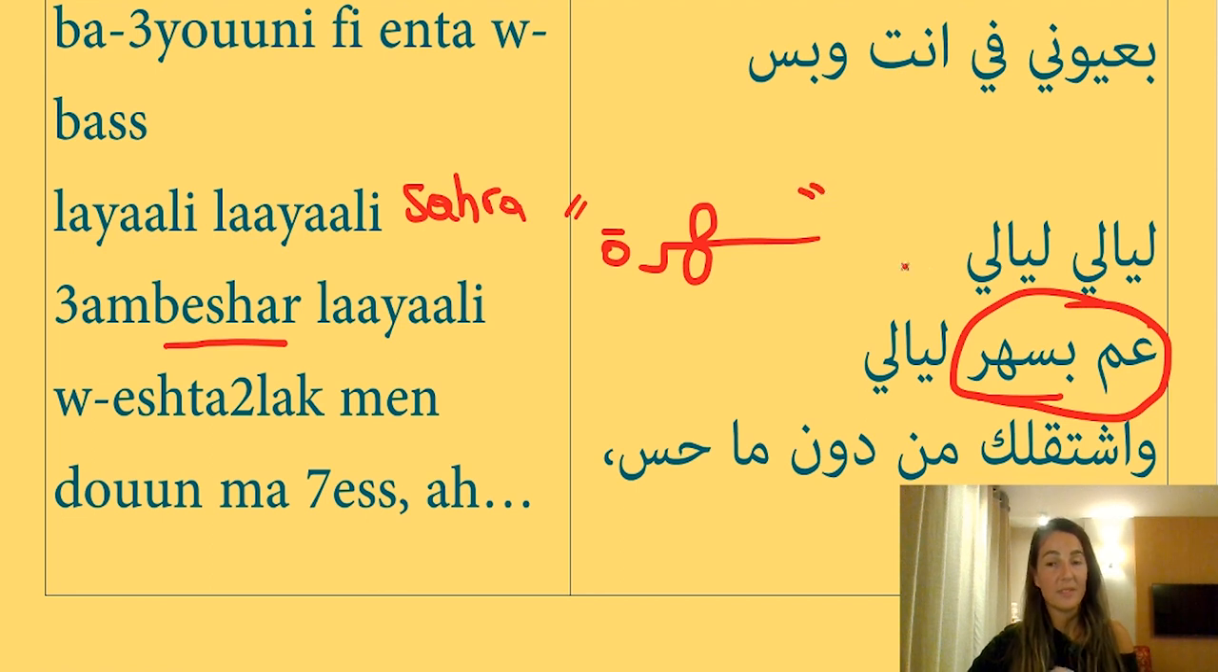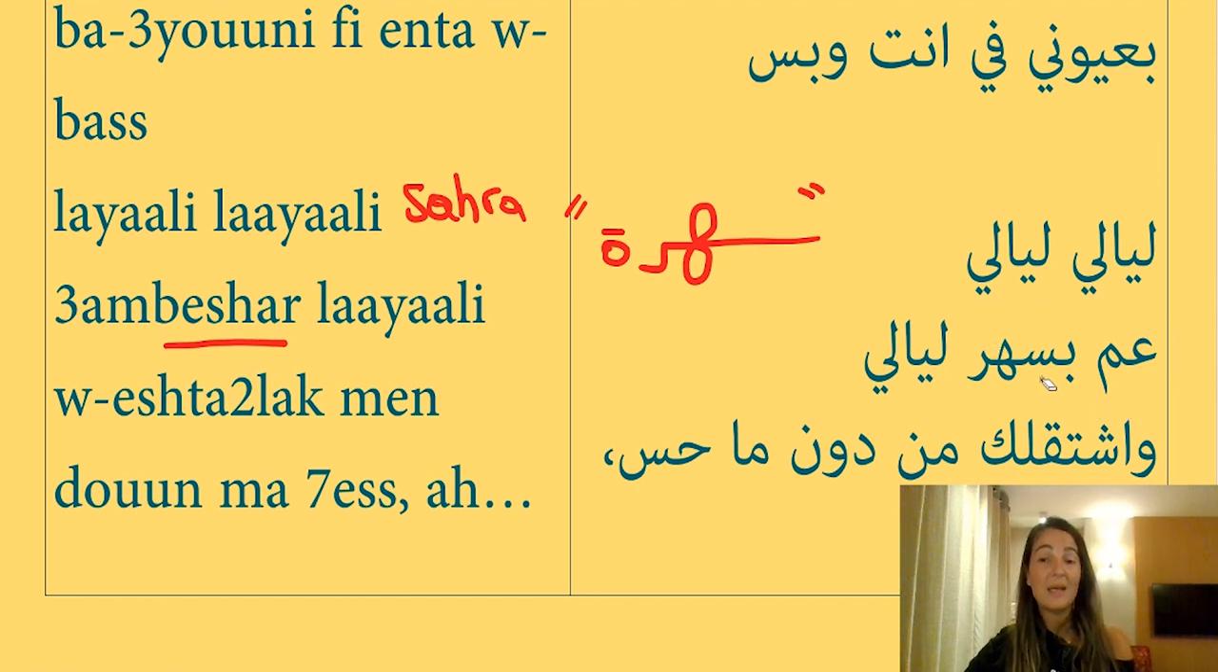In this song, for example, it doesn't have the connotation of a party. She's saying عم بسهر ليالي. Here, in this context, she means that she's staying up late for nights and nights, most probably because she's thinking about him. ليالي ليالي عم بسهر ليالي. Nights and nights, I am staying up nights. واشتاق لك من دون ما حس.